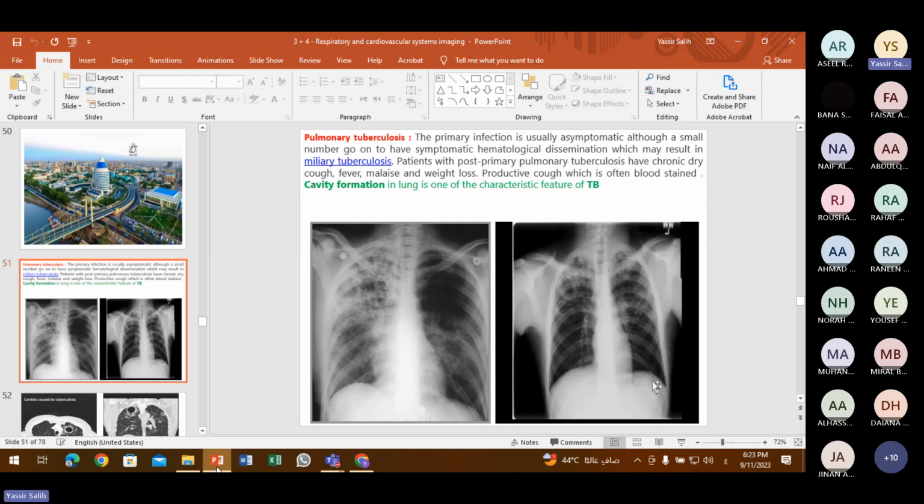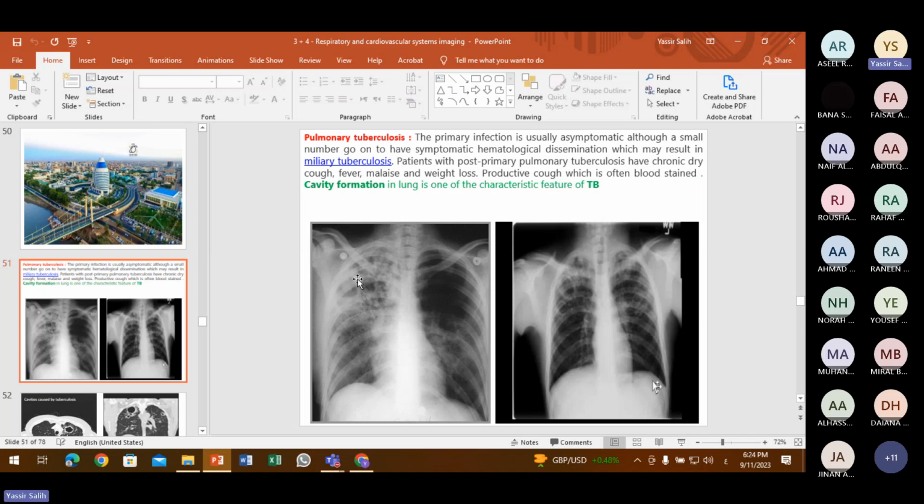In reactivation or post-primary tuberculosis, the patient usually presents with chronic cough, fever, malaise, weight loss, and night sweats. On imaging, in post-primary tuberculosis or reactivation, the patient can present with consolidation, opacity with air bronchogram, and cavitation, especially in the upper lobe. This is usually where tuberculosis occurs, the upper zone, not the base.